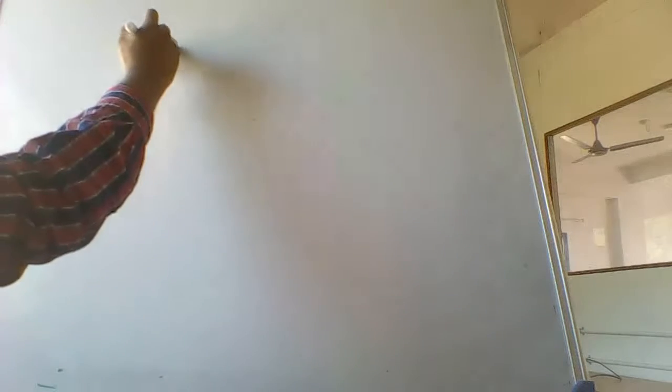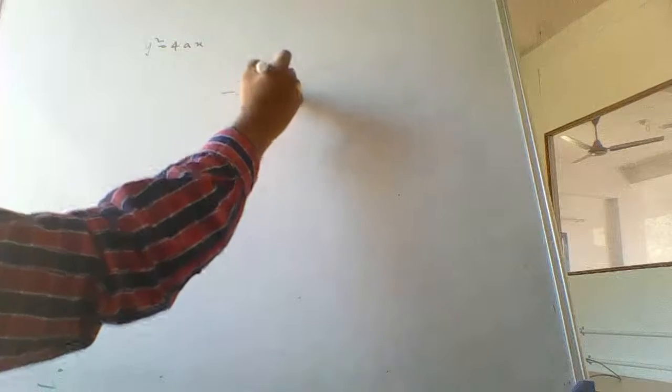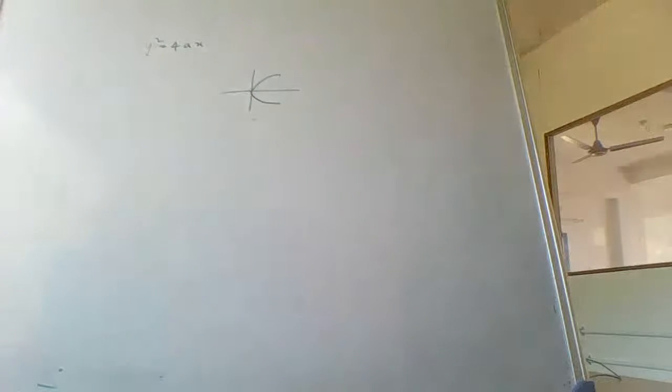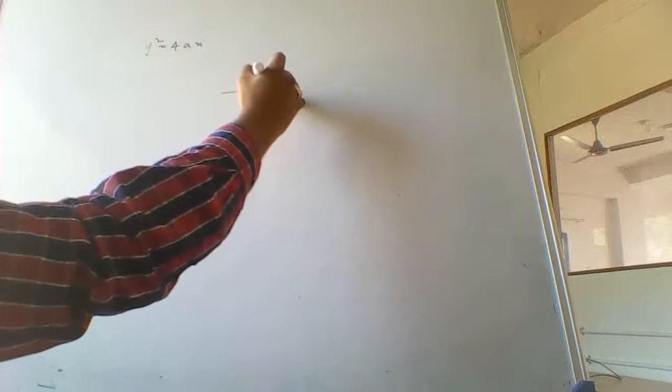Suppose I have the parabola y square is equal to 4ax, then the length of the chord passing through the vertex and inclined to the axis, making an angle of pi by 4. I can draw a parabola like this. So this will be the angle which I was talking about, pi by 4.